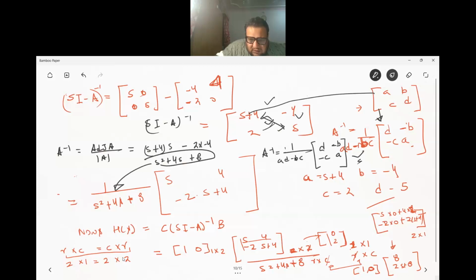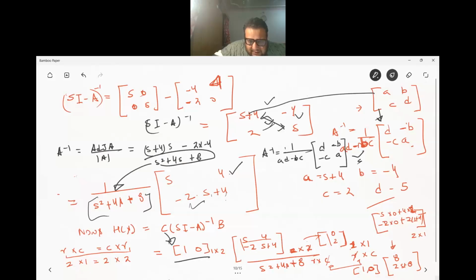So you do this, and once you do it you will get the result. I just shifted it. The value earlier was s plus 4 here, so I shifted the s on top and s plus 4 here. This is minus B, so it was minus 4, it became 4. It was 2, it became minus 2, right? So this is my value: s, 4, minus 2, s plus 4, divided by the determinant, obviously. So this is my sI minus A inverse value, but the C value is still there, 1 and 0.